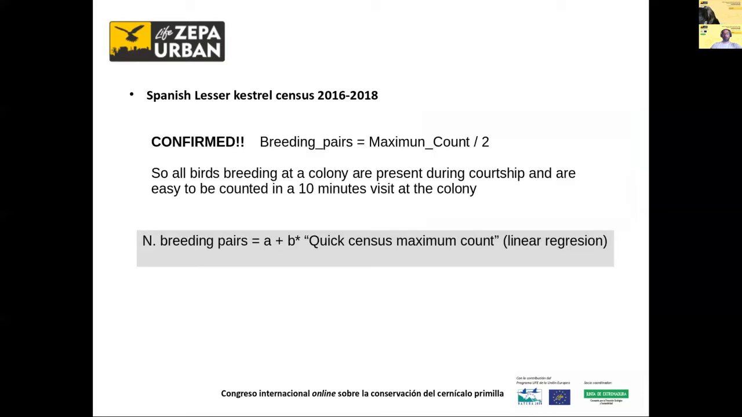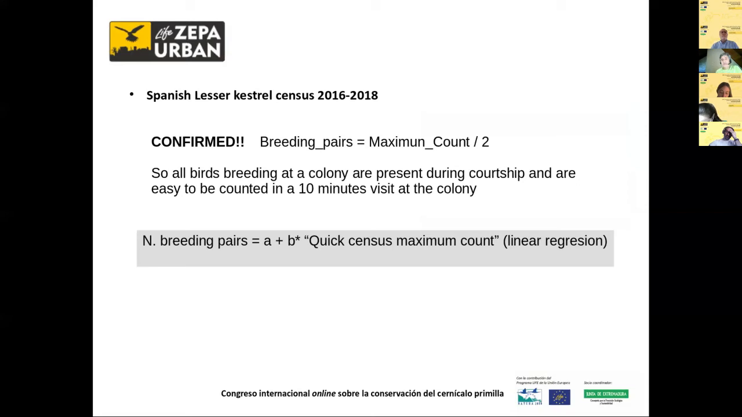From this data, by the analysis of this data, we could confirm that the number of breeding pairs is equal to the number of birds counted, the maximum number counted in 10 minutes, divided by 2. So in general, all birds that are breeding at the colony are present during courtship and are easy to be counted in a 10-minute visit to the colony.